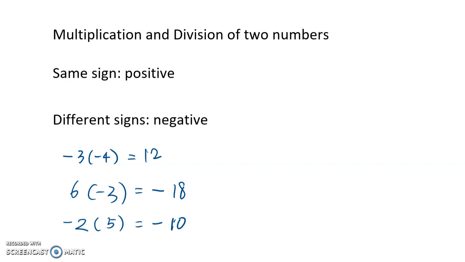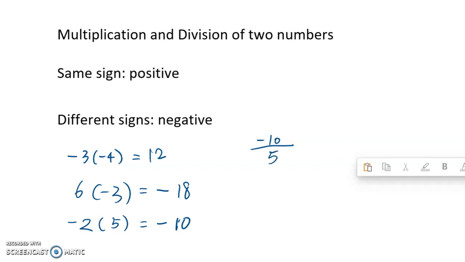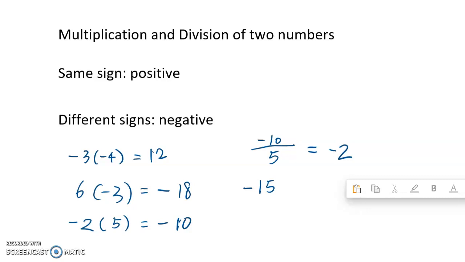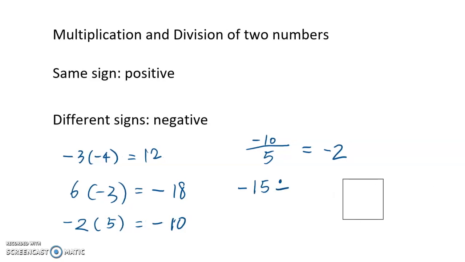Another example would be division. Let's do a division. If we have -10, let's say, I'll write this way, divided by 5, well, they have different signs. The answer is going to be negative, -2. Right? So if I have -15 divided by -3, well, they have the same sign, so the answer is going to be positive. Then we divide. 15 divided by 3, 5.